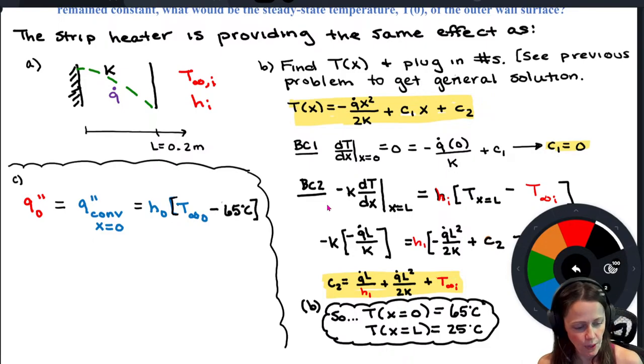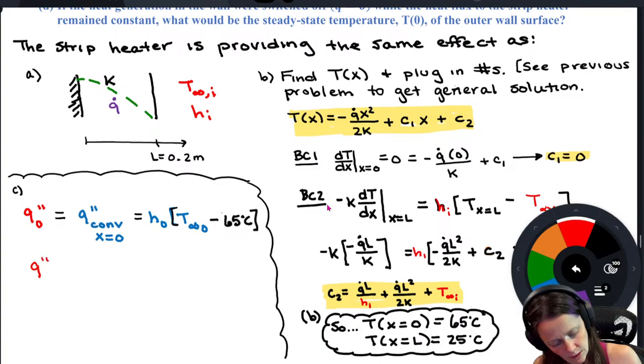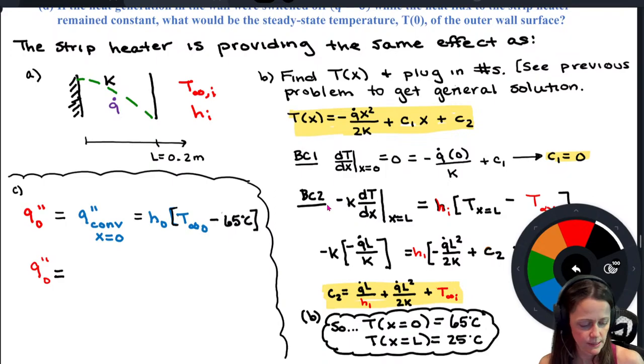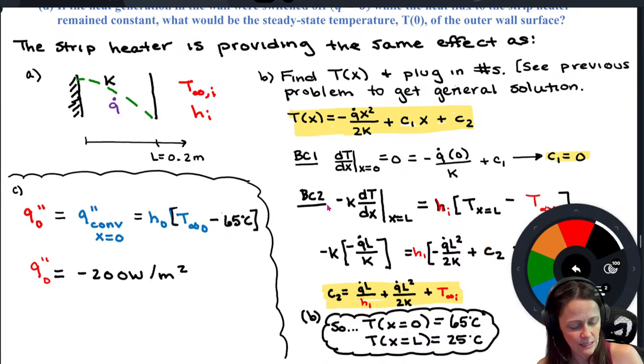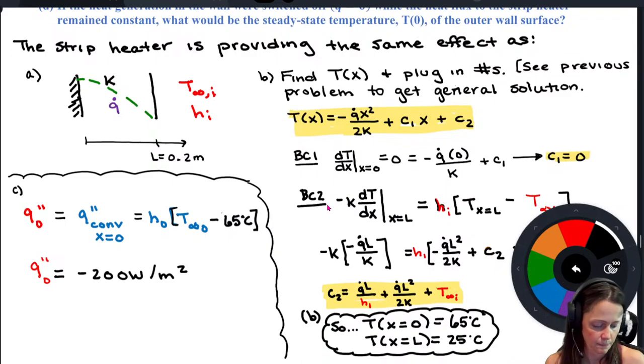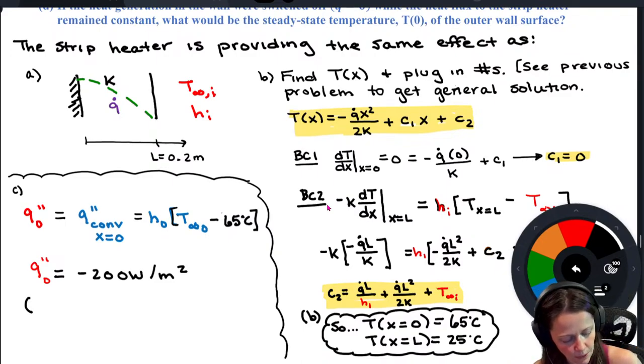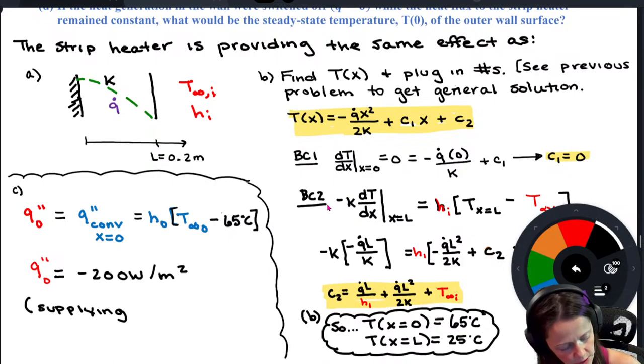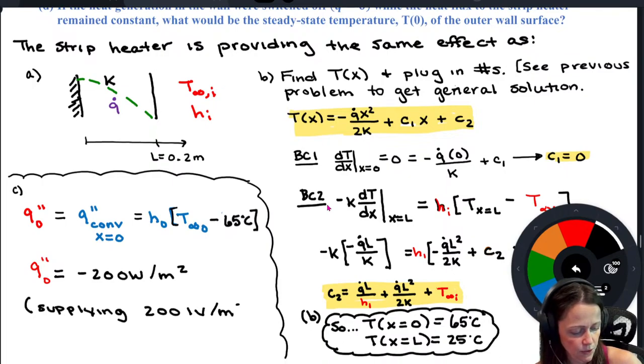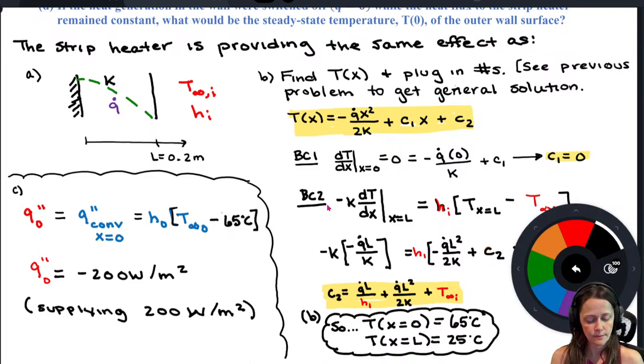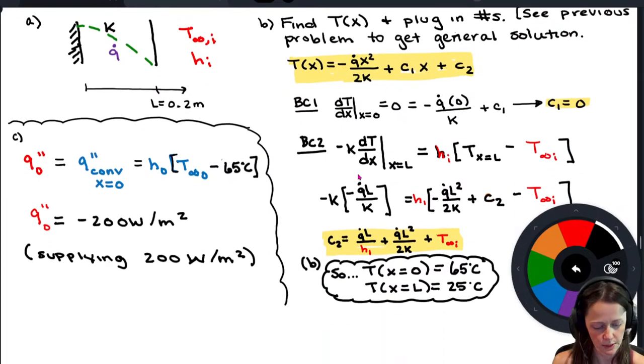Okay. So I end up getting that q double prime is equal to, so this guy T infinity, that was 25, yeah. And h is 5, so this is a negative 200 watts per meter squared. That's going to tell me right away that I flipped the arrow and it should have been the other way. So it's not taking away, it's supplying. Yeah, it's supplying 200 watts per meter squared. Okay. So that's that one.